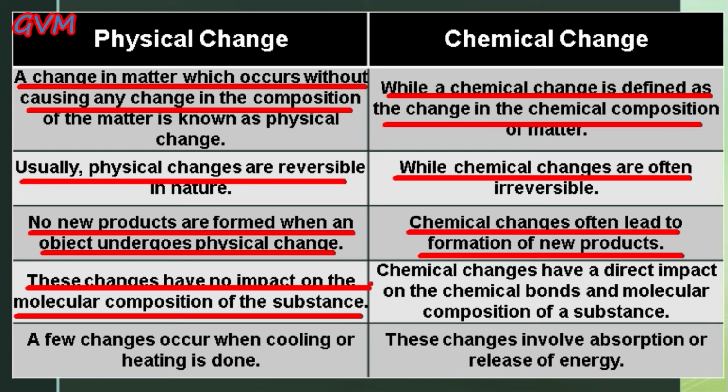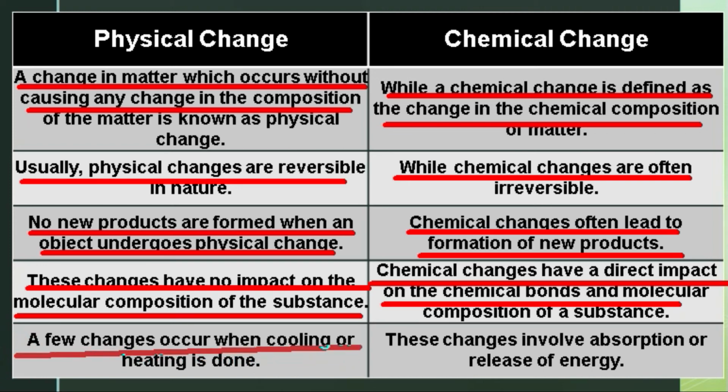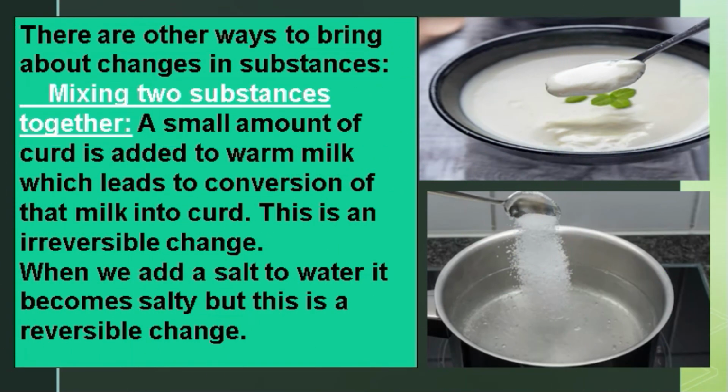But in chemical change, the whole composition of the substances changes. Whereas in physical change, a few changes occur when cooling or heating is done, whereas chemical changes involve changes during absorption or release of energy. Now students, similarly, there are many other ways to bring about changes in substances. The first one is by mixing two substances together. Means by mixing two substances together, we can change the nature of the substance.